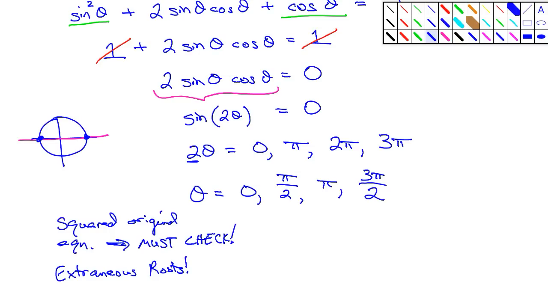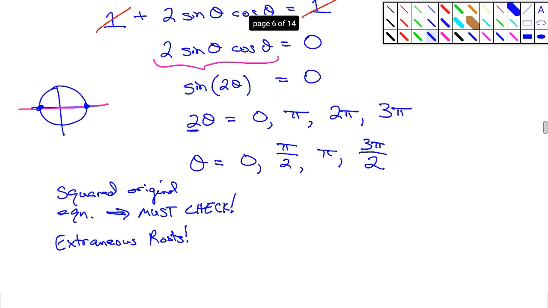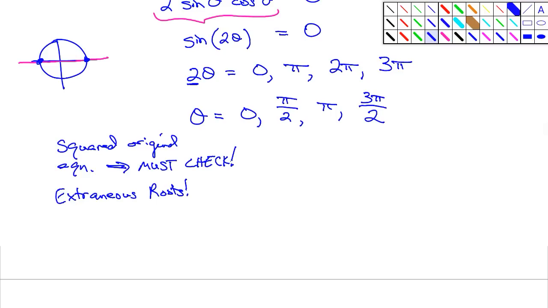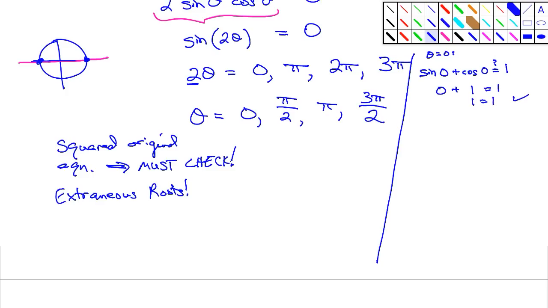Extraneous roots are extra roots that match the new equation that you found after squaring, but do not satisfy the original equation as it was. So we have to check all of these. And I guess I'll just do it right over here. So if theta is equal to 0, the original equation would say that the sine of 0 plus the cosine of 0 might be equal to 1. Sine of 0 is 0, cosine of 0 is 1, and that's 1 equals 1, so that works out.